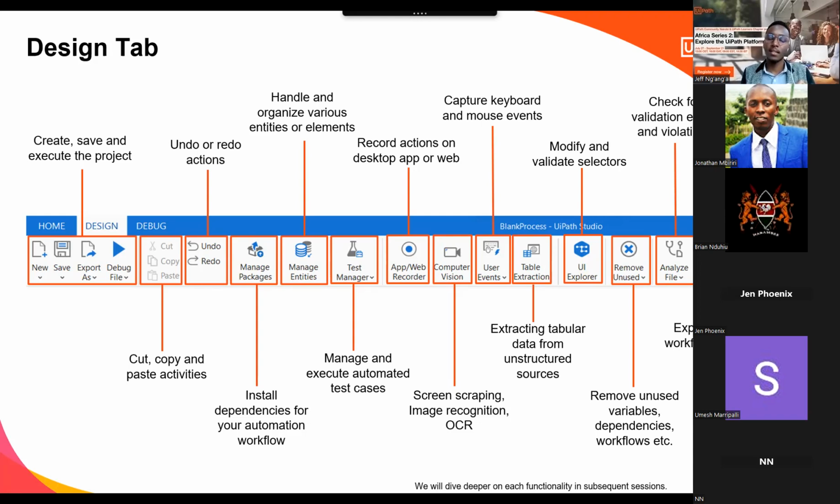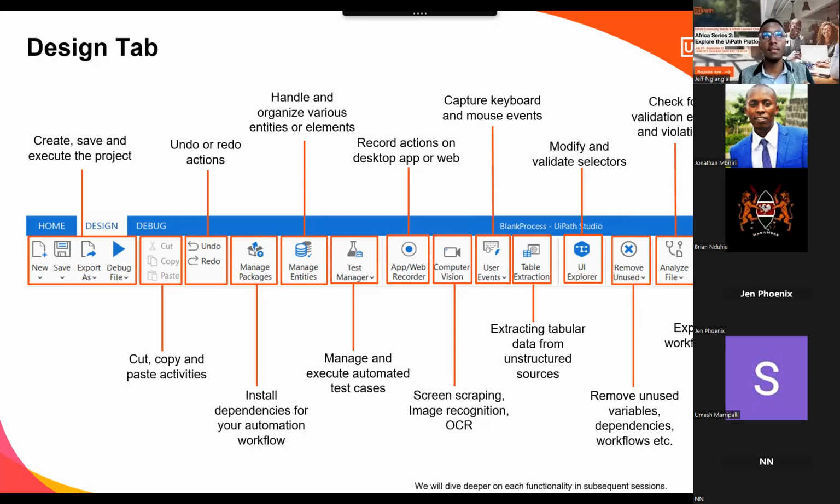So for instance, some of the entities we have in our project are things like variables and arguments. So those are examples of entities. Elements we'd have is activities that you drag and drop and things like that. The next option we have in the design tab is the test manager. So what the test manager helps the user to do in this case is to manage and execute automation test cases.